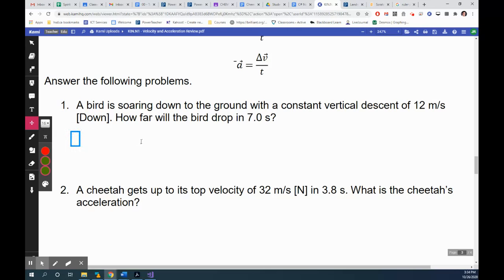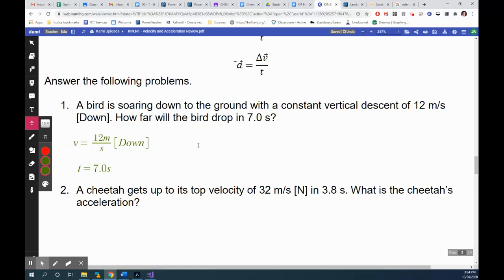So I like to always list my knowns. Remember, we're using GUESS. So we're given velocity equals 12 meters per second, down. We also know the time that it's falling is 7.0 seconds.